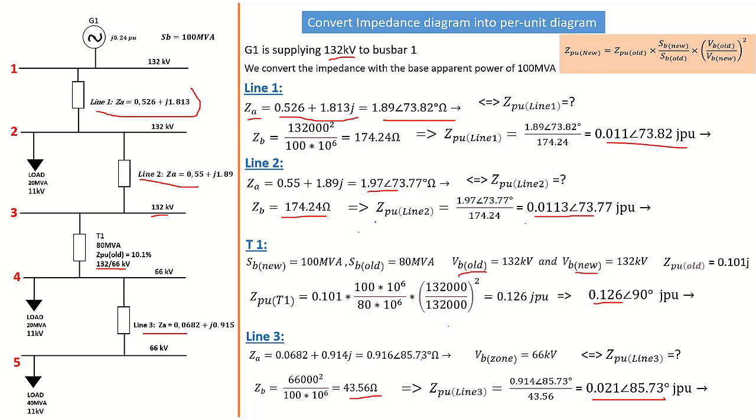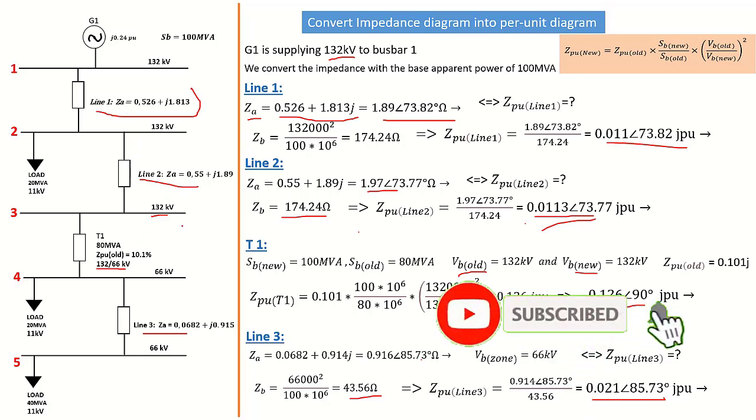In the next tutorial, I'm going to replace all these impedances with the corresponding per unit values that we just calculated from each line and the transformer here. And from there, we're going to be able to determine the short circuit current, the short circuit magnitude for each busbar. Then we can talk about what kind of protection and rating we need for the current transformers and relays and so forth.